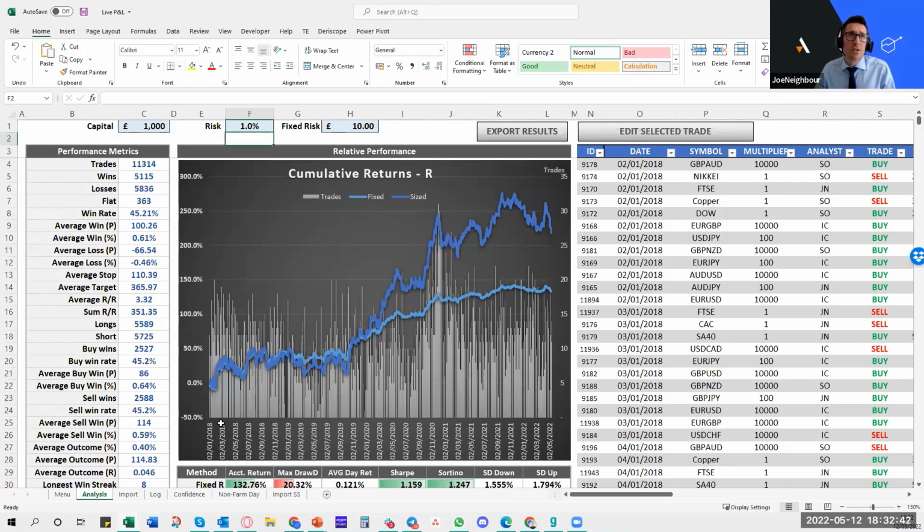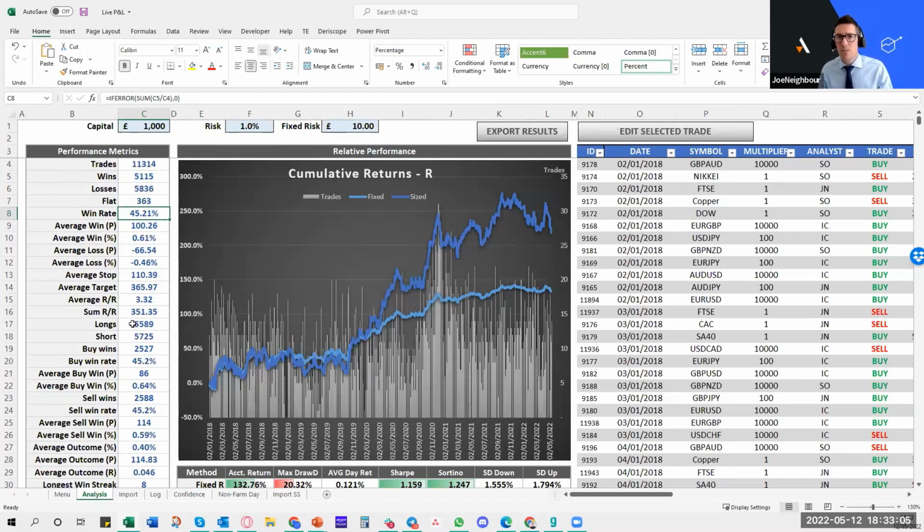And as you can see here, we've posted a significant amount of trades. 11,300 trades have been posted in this time. And in that time, we've actually had a win rate of 45.21%. Now, that may scare a few of you, but there is no reason for you to be scared, because it comes back down to our approach and how we approach markets on a risk management basis.